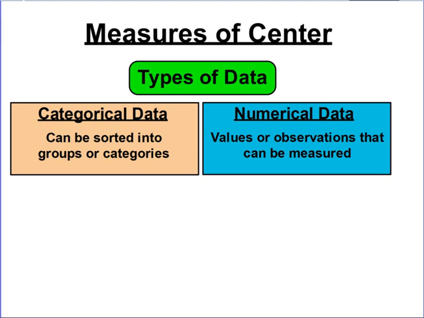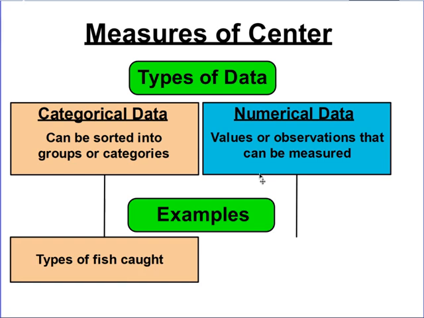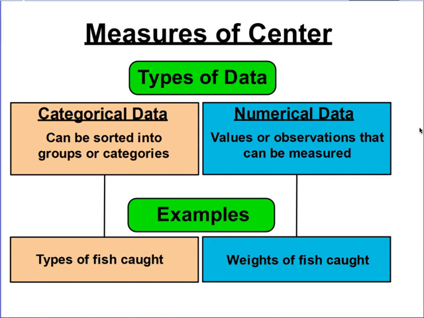So some examples of things that you can calculate or find or sort when you go fishing. Categorical data might be the types of fish you caught. Numerical data, however, might be the weights of the fish you caught. So types mean names like salmon, bass, bluegill, whereas numerical data would be the weights, so something like how many pounds they weigh. You can measure the inches, how long they are, that kind of stuff. Anything that would be relevant to fish and catching fish.